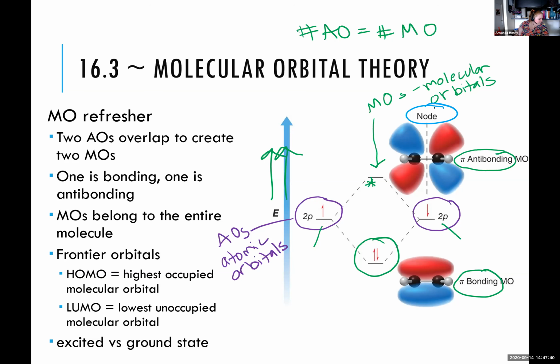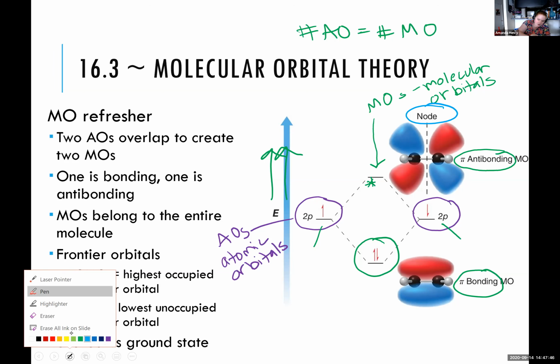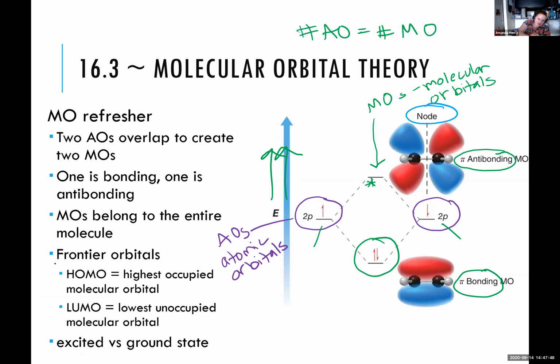The last two acronyms on here are HOMO and LUMO. And these are frontier orbitals, which really is just a way to say that these ones are important. So they get their own names, they get their own labels, because this is where the action is going to take place. These are where bonds are going to form.